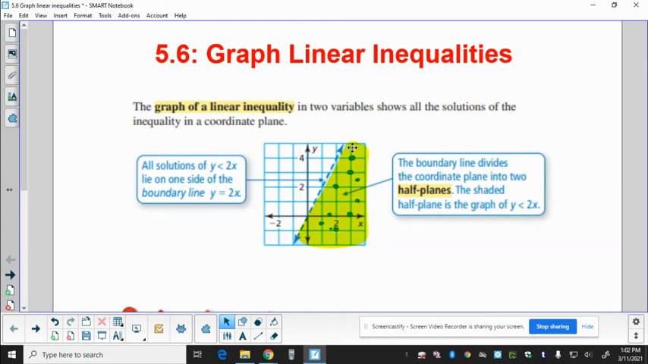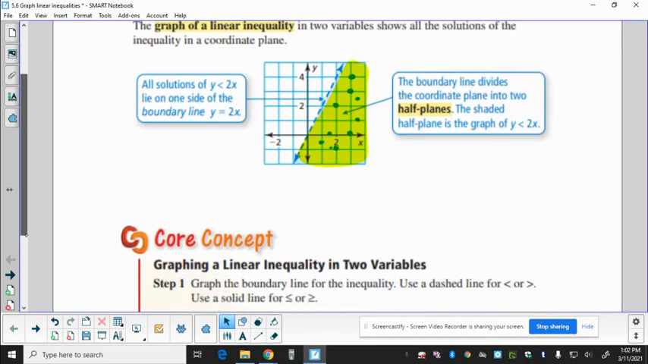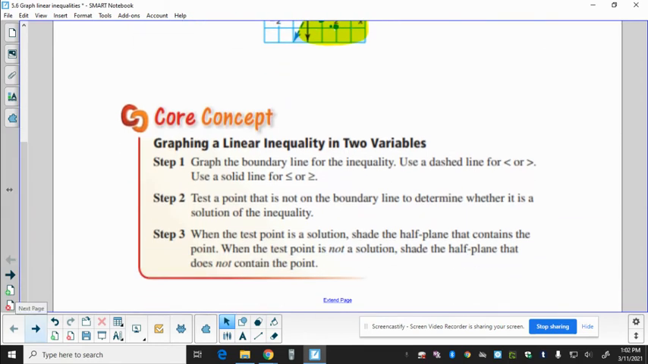So the question is, well, how do you go about doing this? Well, to get that illustration, you go through these 3 steps. So step number 1, you're going to graph that line just like you would graph a normal line. But look at this. Sometimes you use a solid line and sometimes you use the dashed line. And it depends on the inequality symbols that you see.